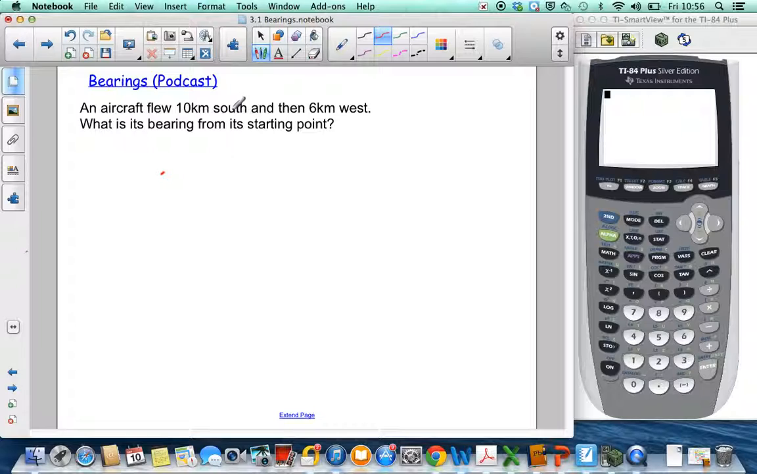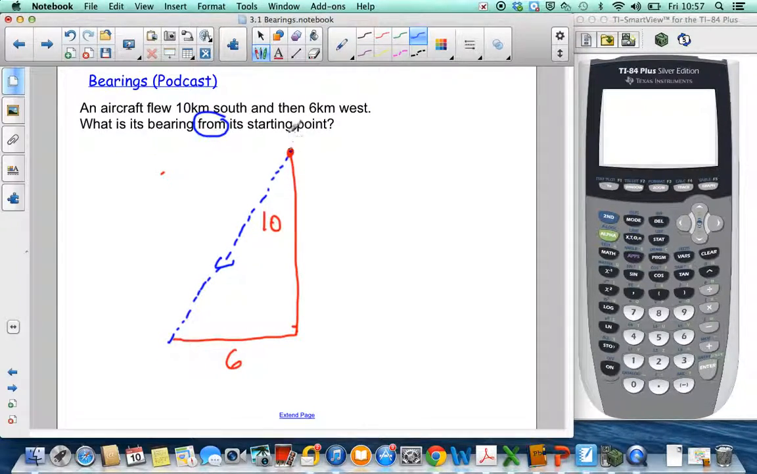An aircraft flew 10 kilometers south and then 6 kilometers west. Good idea always to start by just drawing the picture. So there's my aircraft, and it's going to go 10 kilometers south and then 6 kilometers west. It says, what is the bearing from its starting point? The word from is really crucial in this problem. So you're going from here to here. And the word from tells me where to draw the north line.